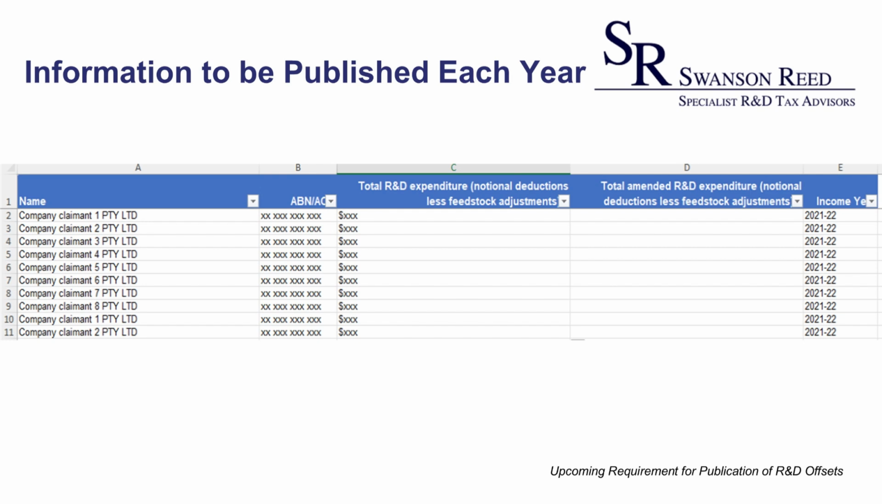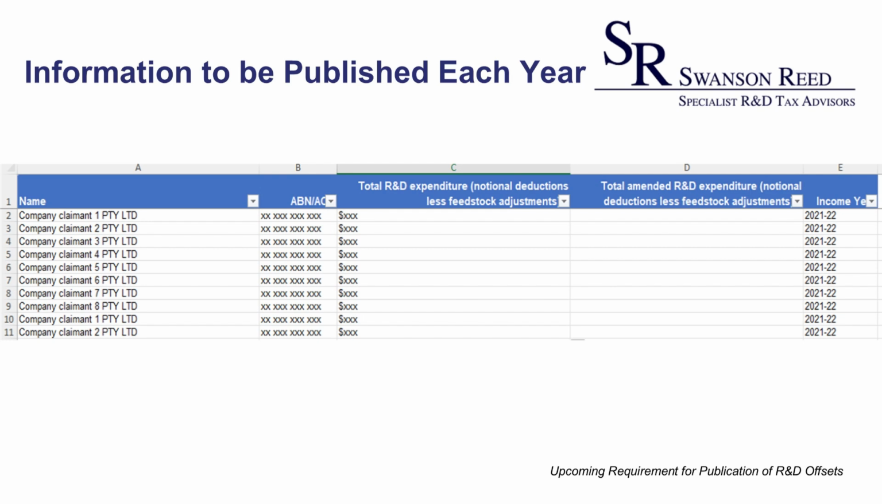The information to be made available to the public includes the entity name, being the name of the entity that has claimed the R&D tax incentive, the ABN or ACN, being the Australian business number or Australian company number associated with the entity, and lastly, the total R&D expenditure.